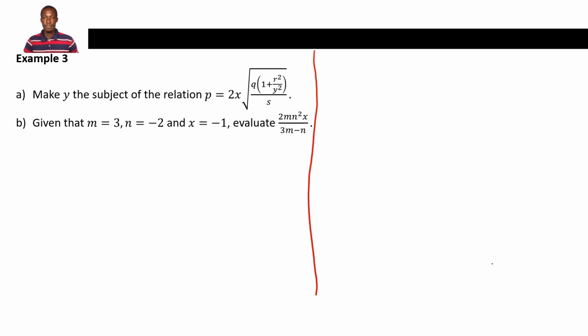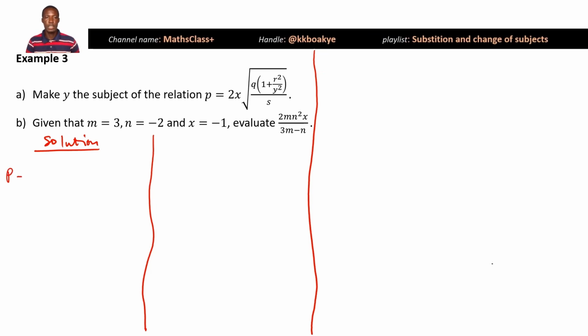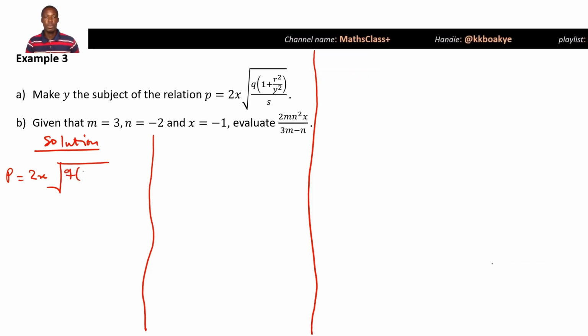Example 3. We have this relation here, and the question says we are to make y the subject. Okay, so our solution. We have p is equal to 2x multiplying the square root of q multiplying 1 plus r squared over y squared, and then they are all divided by s.